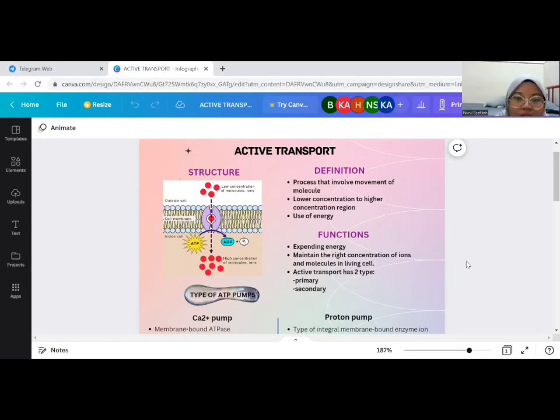of impulses. As we can see in the structure, up there we have a lower concentration of molecular ions, and down there we have a high concentration of molecular ions. So the molecular ions will be carried from the lower concentration gradient to the higher concentration gradient. So that's all for me.